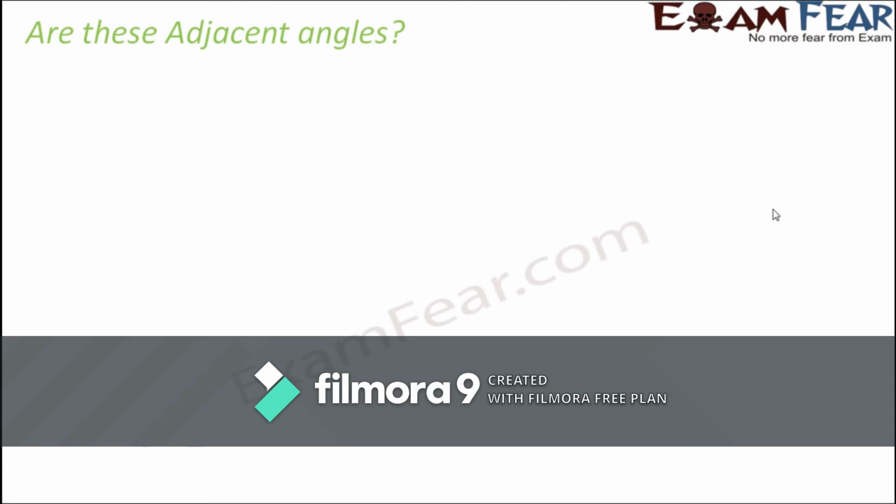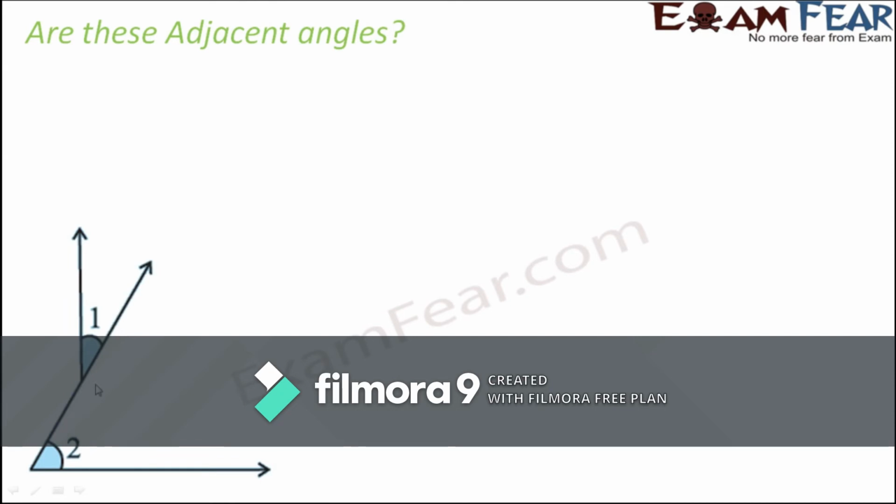Now let us look at some of the examples here and let's try to see if these are adjacent or not. So this one, do you think angle 1 and angle 2 are adjacent? No. Why? Because they do not satisfy the first criteria. They do not have a common vertex. So no common vertex. Therefore, is this adjacent angle? No. So see, for angle 1 the vertex is this, for angle 2 the vertex is this. So they do not have a common vertex.